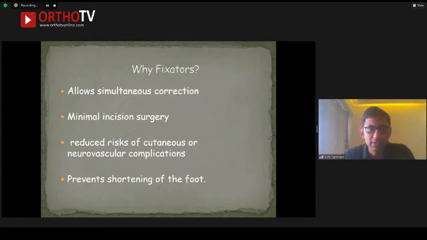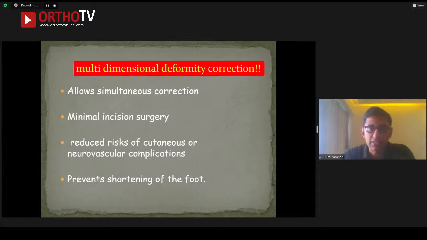So why do we want fixators? They allow simultaneous correction. These are minimal incision surgeries, so there is reduced risk of cutaneous and neurovascular complications because of gradual correction, and it prevents shortening of the foot and basically can achieve a multi-dimensional deformity correction.